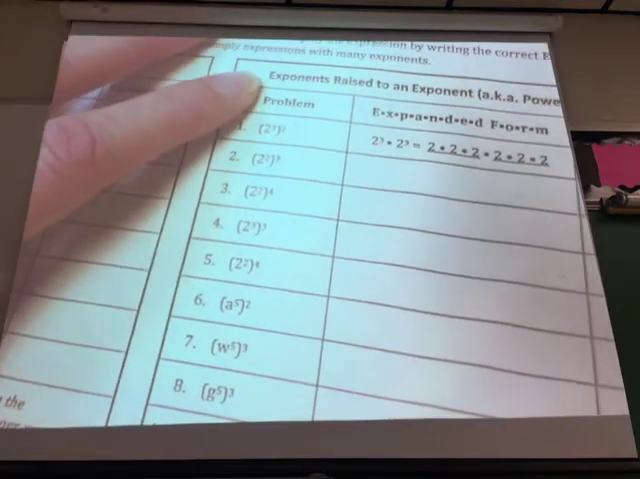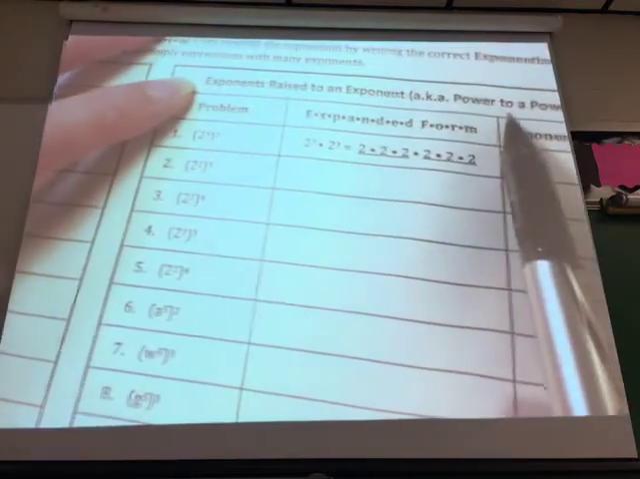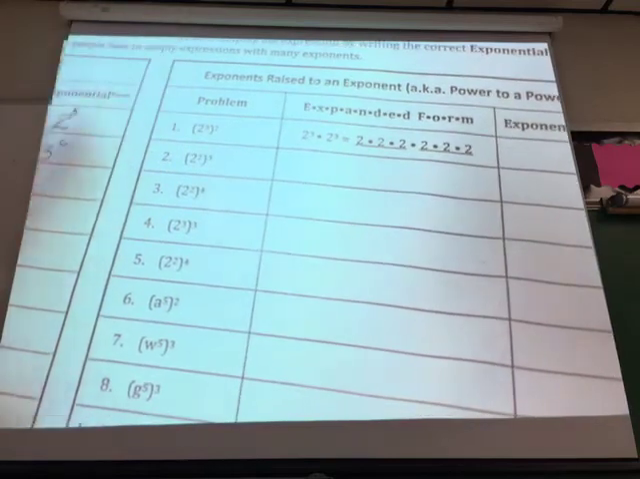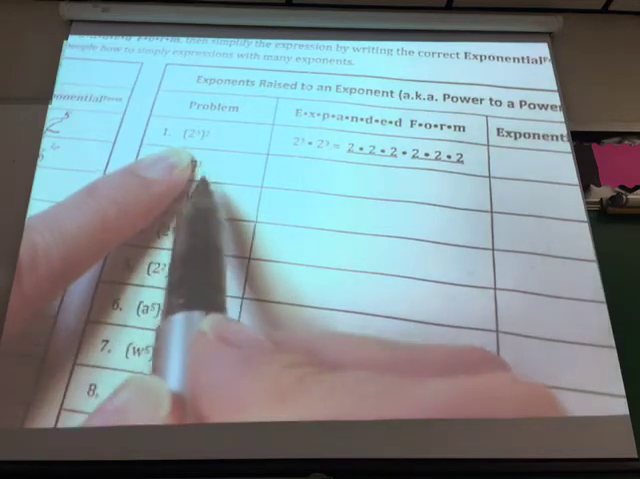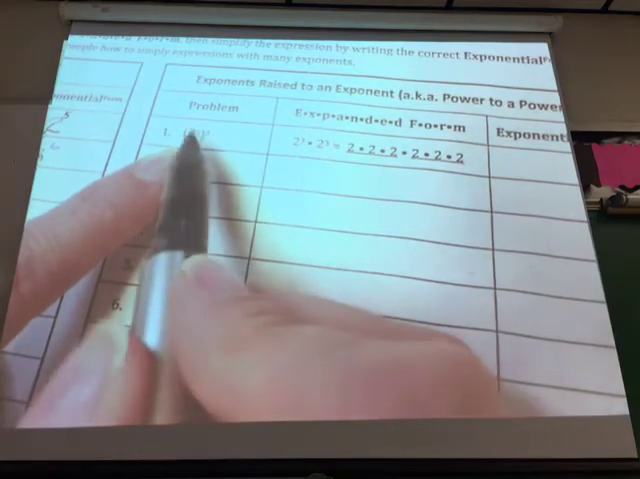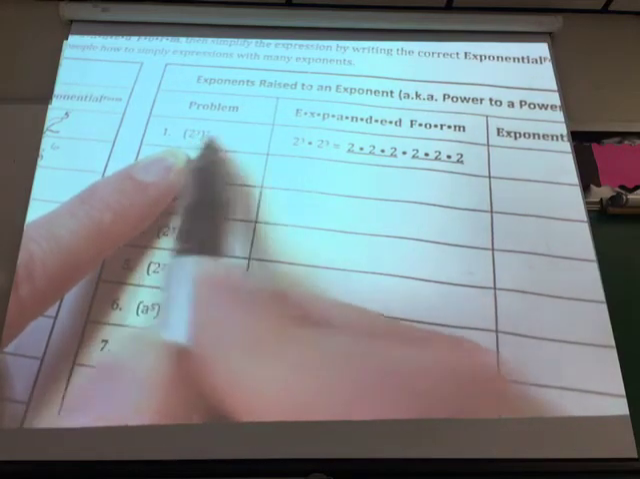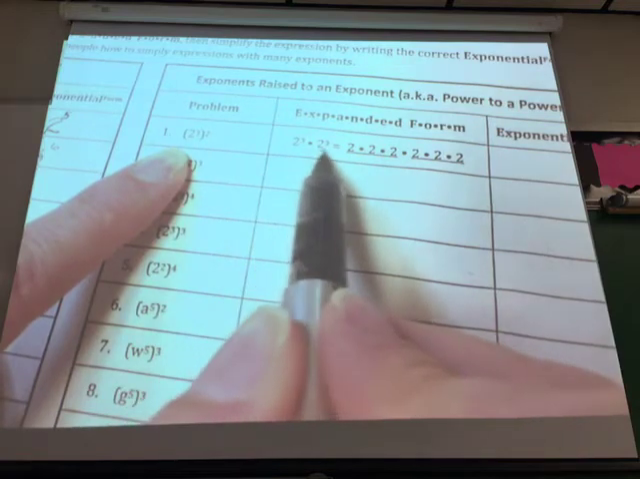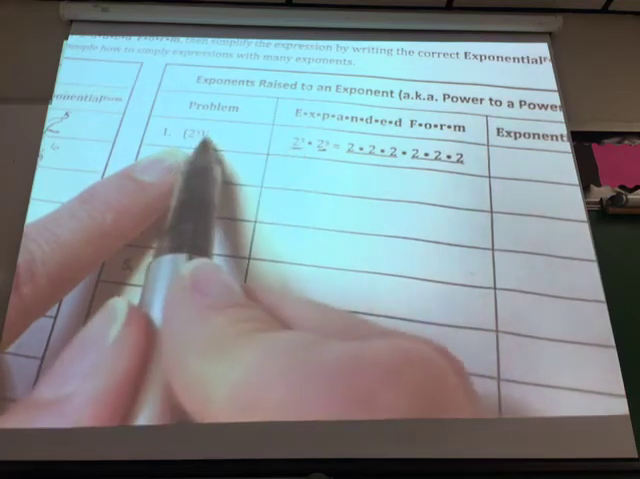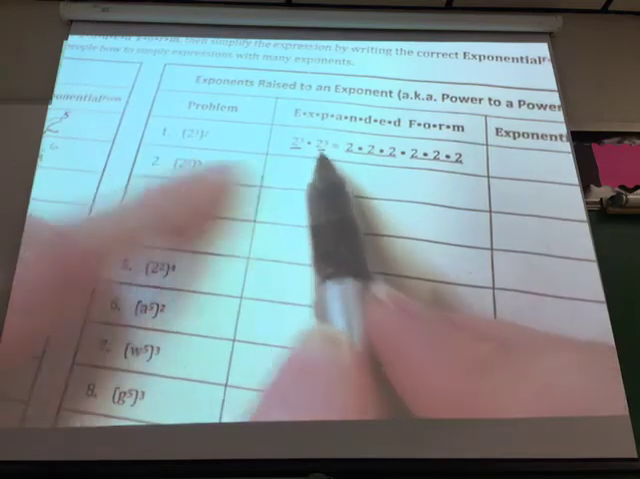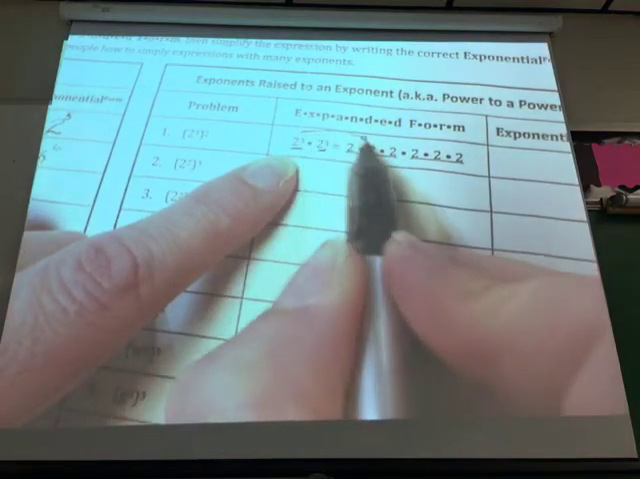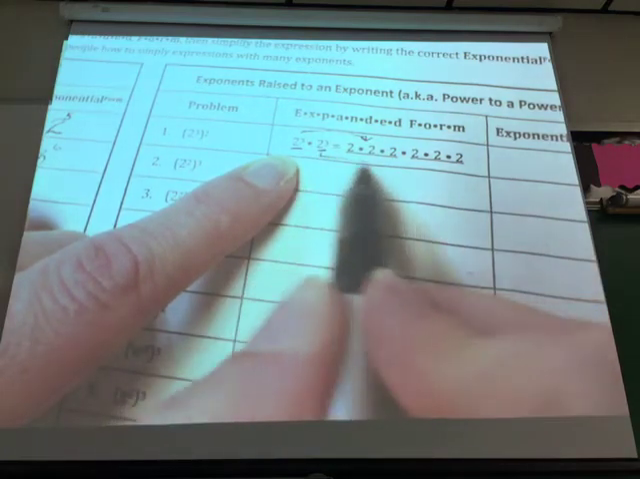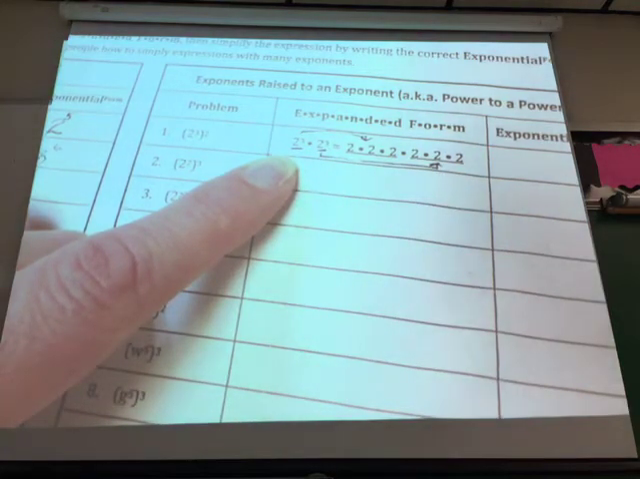Now, the next sheet, it'll say exponents raised to an exponent. Sometimes we call this power to a power, okay? So if we take a look at how this is broken down, you have 2 cubed raised to the second power, okay? So what this is, you have 2 cubes. There's a 2 cubed, there's a 2 cubed, there's 2 of them. So that makes sense, there's 2 of these. And then to further break those down, 2 to the third power means 2 times 2 times 2. 2 to the third power again means 2 times 2 times 2.